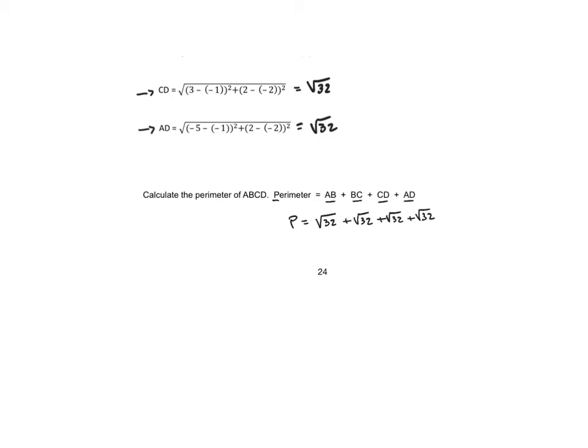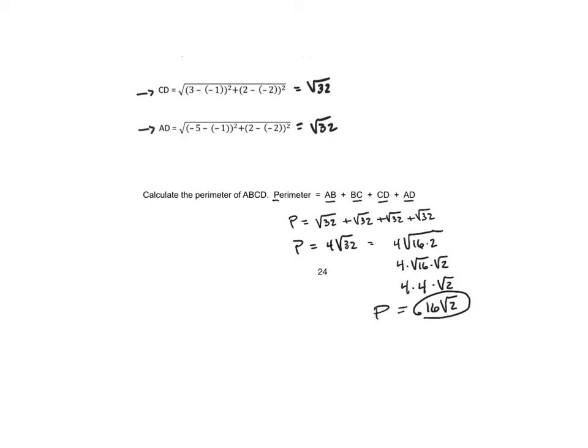So we've substituted all their values in, so it turns out that P is going to be equal to 4 square root of 32. Now we can simplify that further. We know that we would have 4 times the square root of 16 times the square root of 2, which would simplify down to 4 times 4 square root of 2, or 16 square root of 2. That is actually what the perimeter in simplified form would equal.